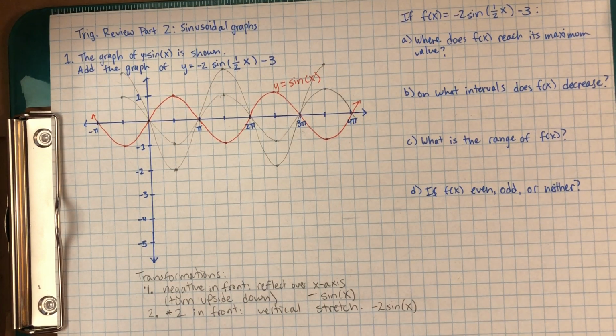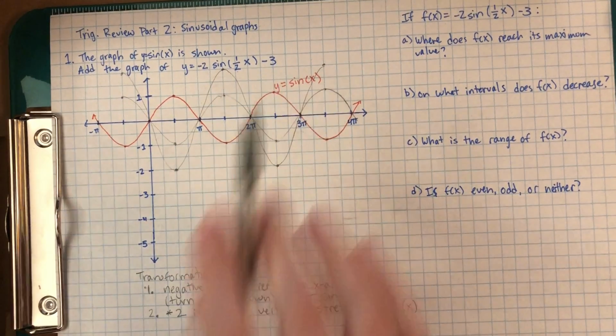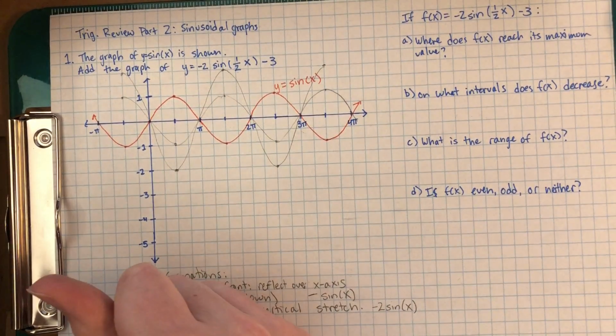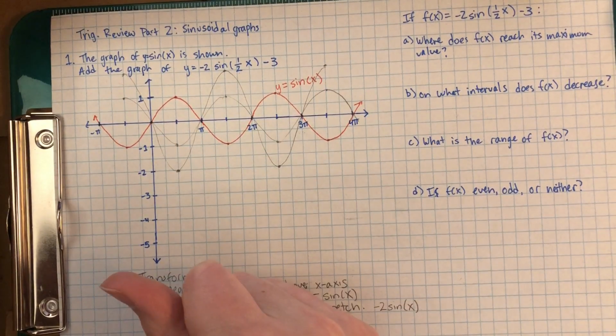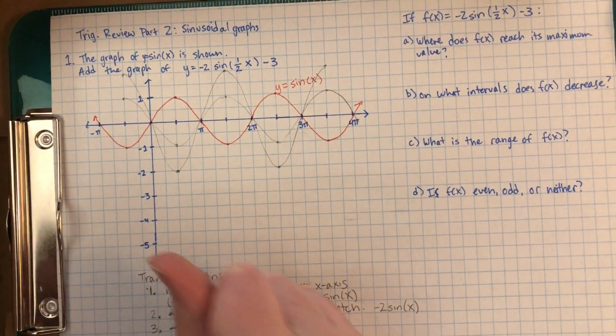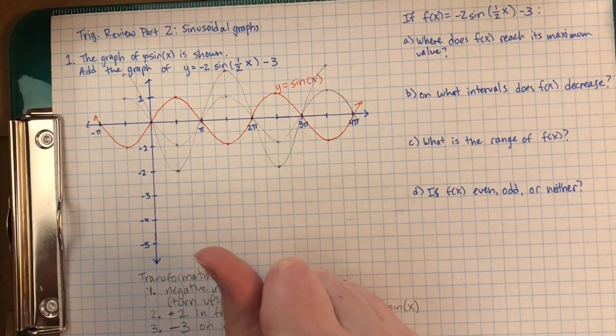Next, I'm going to do the -3. Technically, the order doesn't always matter, and we could do the 1/2 first, but that one's going to be the trickiest, so I'm going to save that one for last. And instead, I'm going to follow this -3. So -3 on the end means we move down 3.